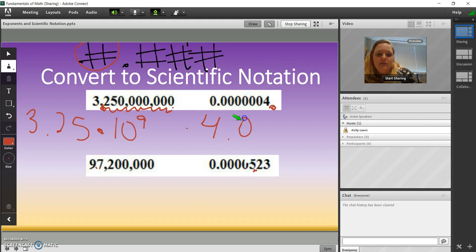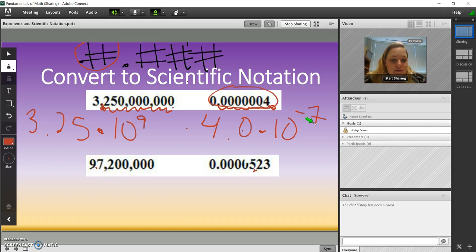Here we're going to do 4.0 times 10 to something. He starts here, so we're going to go 1, 2, 3, 4, 5, 6, 7. Small numbers, numbers between 0 and 1, like this one, will have a negative exponent. Big numbers, numbers bigger than 1, are going to have a positive exponent. It doesn't mean it's a negative number. It means it's a super teeny tiny number.